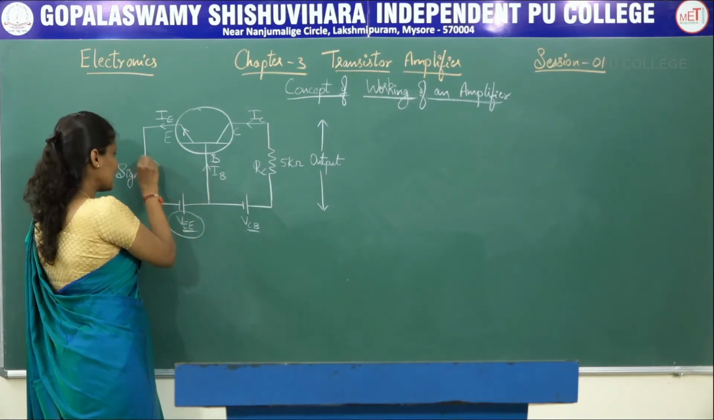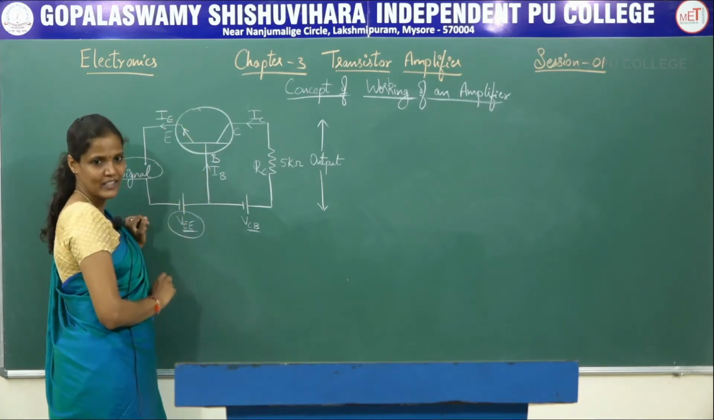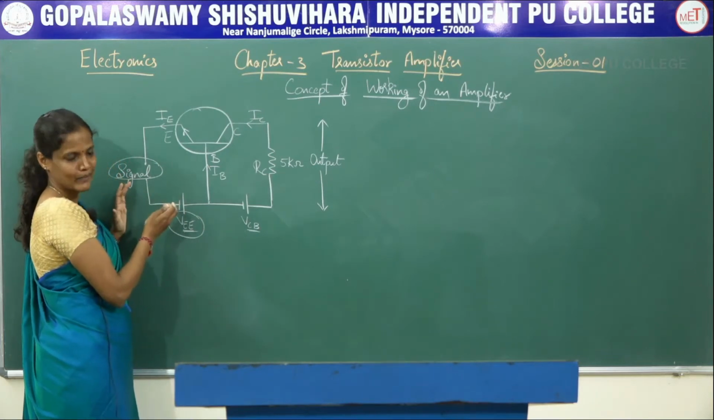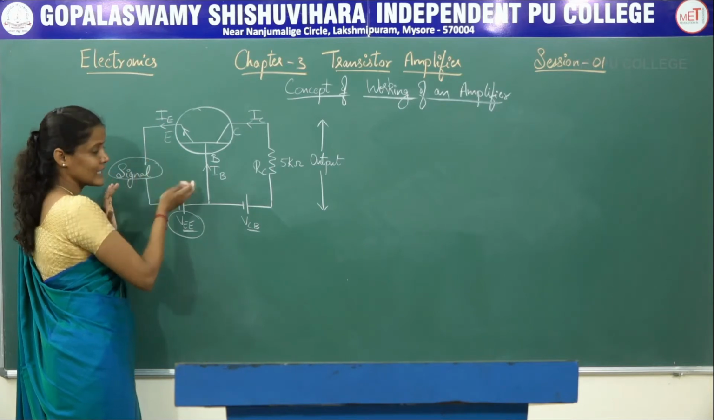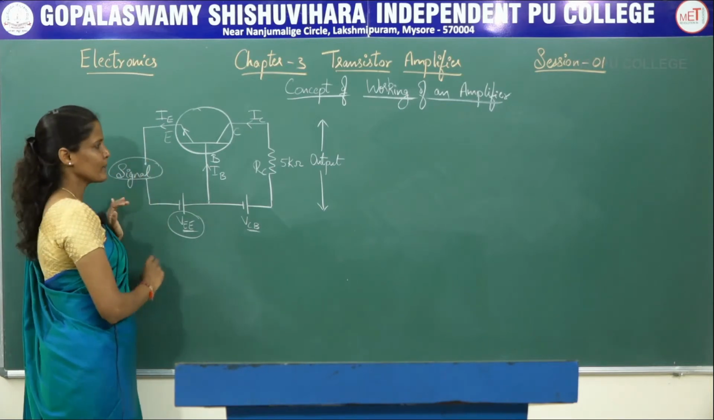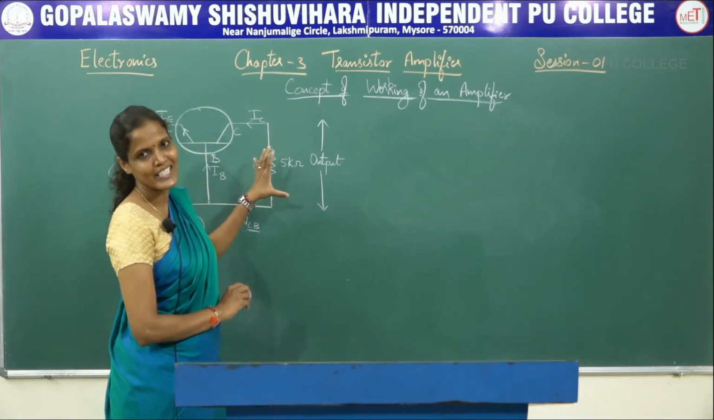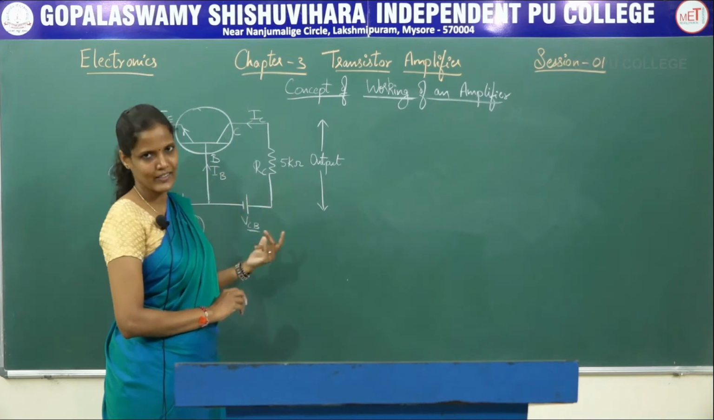But this is the input signal we are going to apply between the emitter and the base junction, which has to be amplified. The signal I have to amplify will be applied across these terminals, that is the base and the emitter terminal. RC is nothing but the resistor through which the output is taken. Across RC, I extract the output voltage.